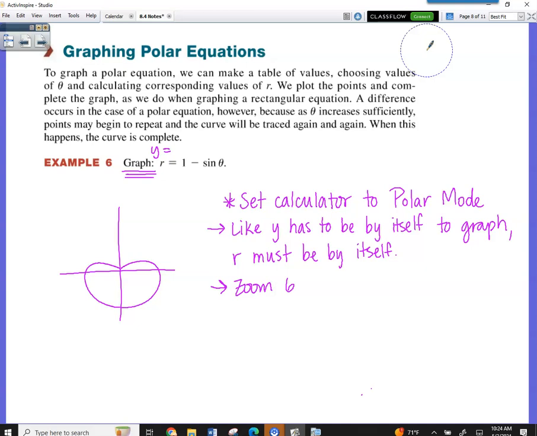The paragraph is me reminding you just how to type it in. It's also reminding me how to type it in because the only time I am graphing polar equations is in this section once a year.